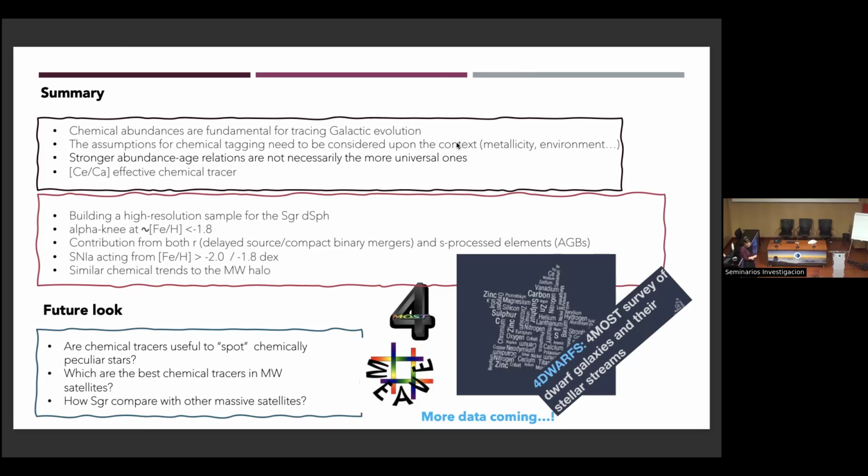studying satellite systems. For Sagittarius, we are now really assembling a high resolution sample for the metal-poor tail, but also with the FLAMES data, even with less high quality spectra but still high resolution, we can map a considerable amount of stars in the core.